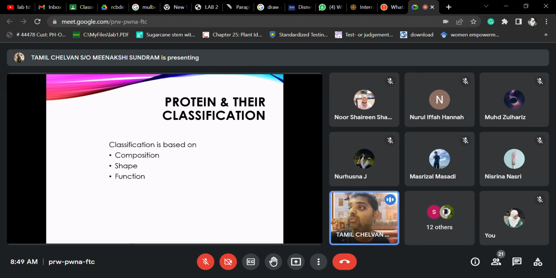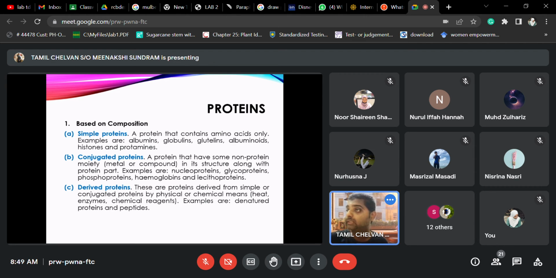Classification is based on composition, shape, and function. Simple proteins are proteins that contain amino acids only. Examples are albumins, globulins, glutelins, albuminoids, histones, and protamines. So these are classifications according to structures.